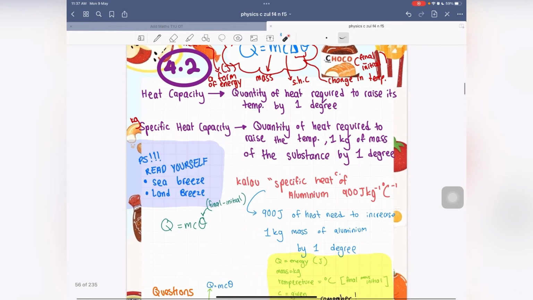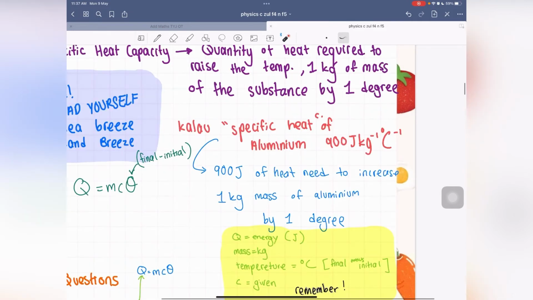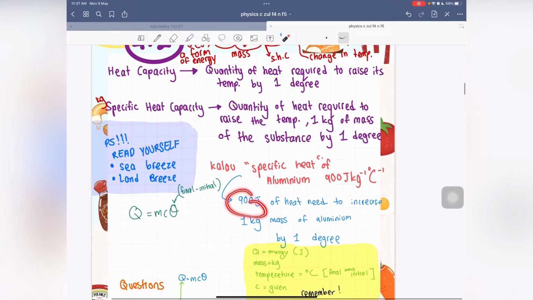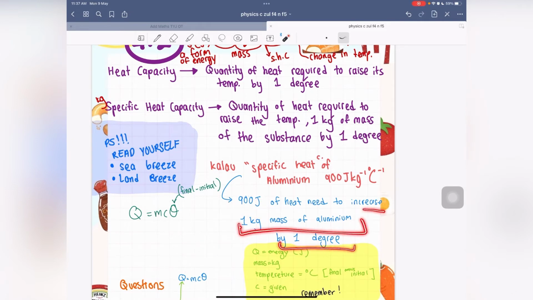Now take note, I am not going to explain in this video what sea breeze and land breeze are. Do check it out yourself in textbooks or other sources. The specific heat capacity of aluminium is 900 joules per kg per Celsius. It basically means 900 joules is needed to increase the mass of 1 kg of aluminium by 1 degree. Means until it gets 900 joules, it will not raise its temperature per 1 kg.